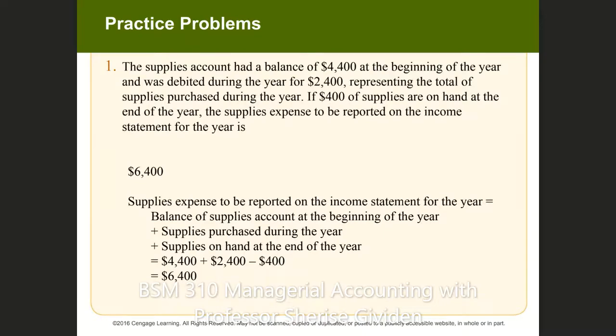It doesn't matter where the 2,400 came from. The point is it's in your account. And then you also have that account for that 400 that's left. That makes sense now. So real life stuff helps me.